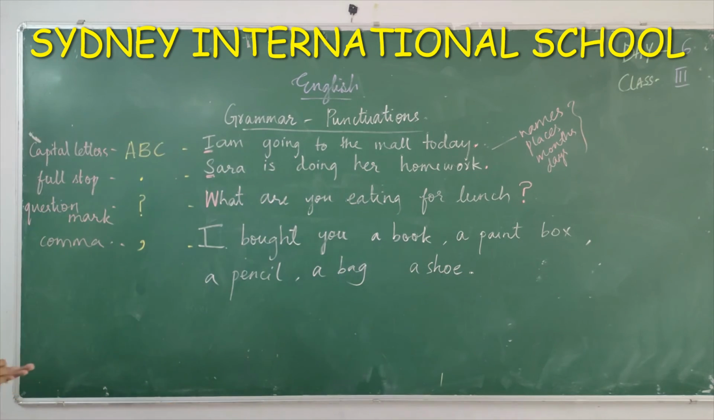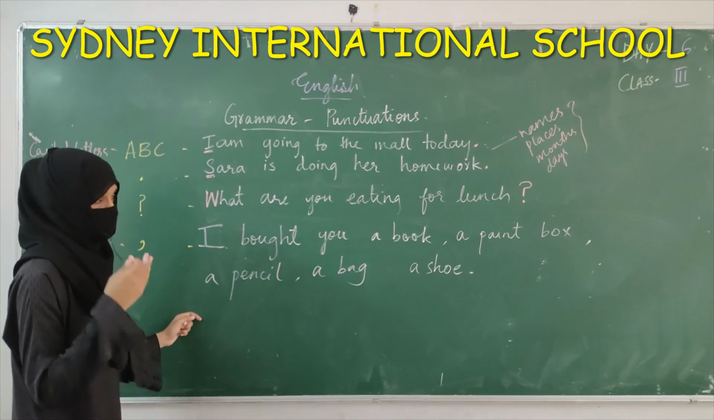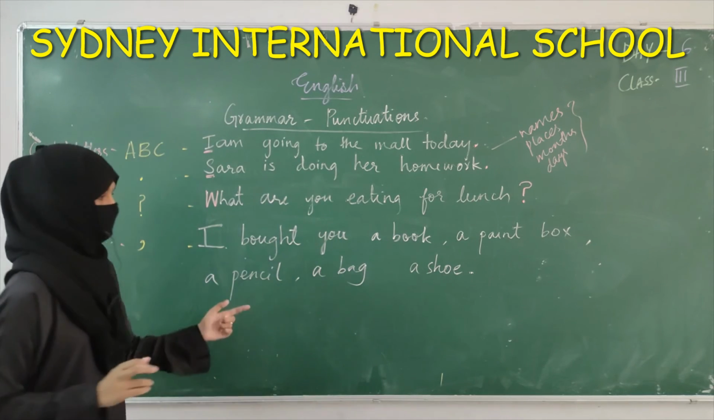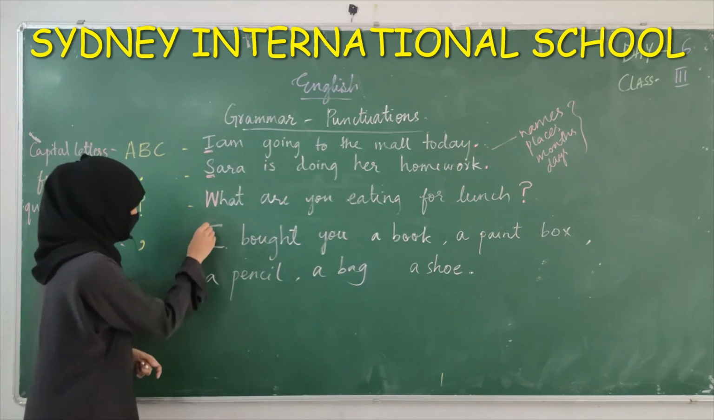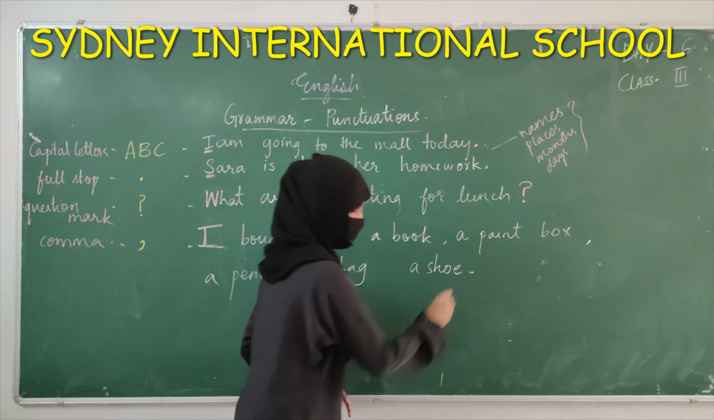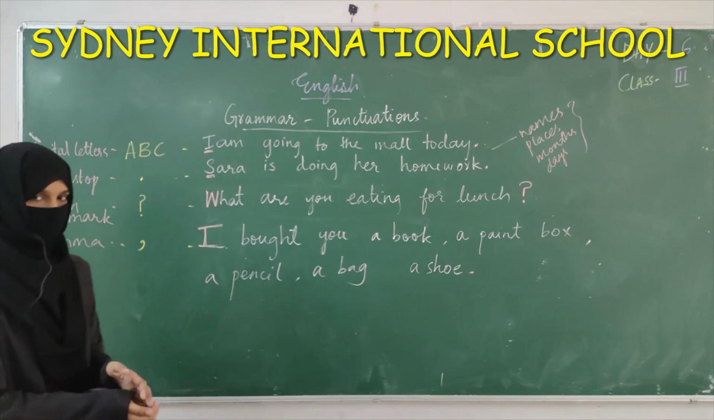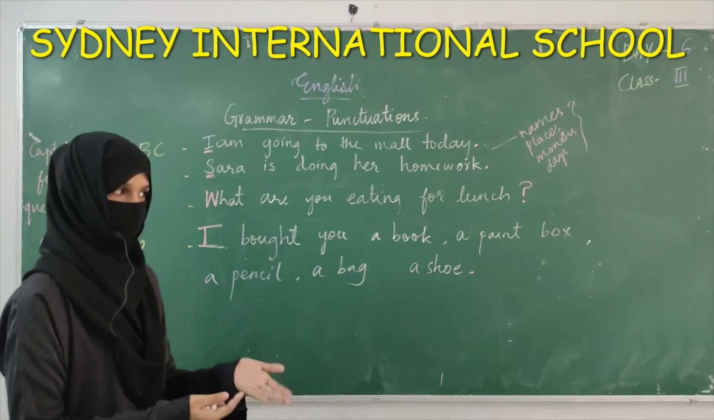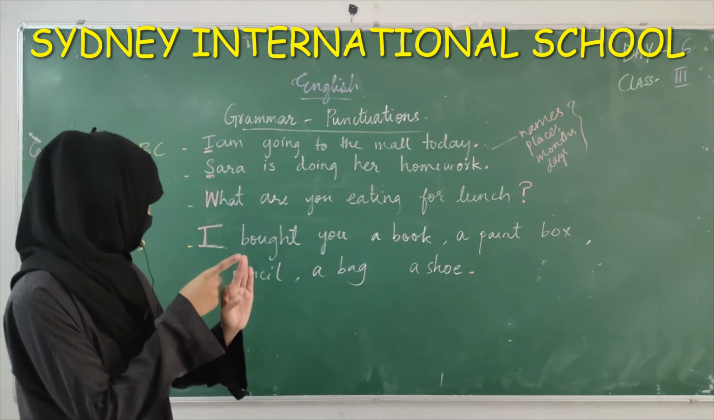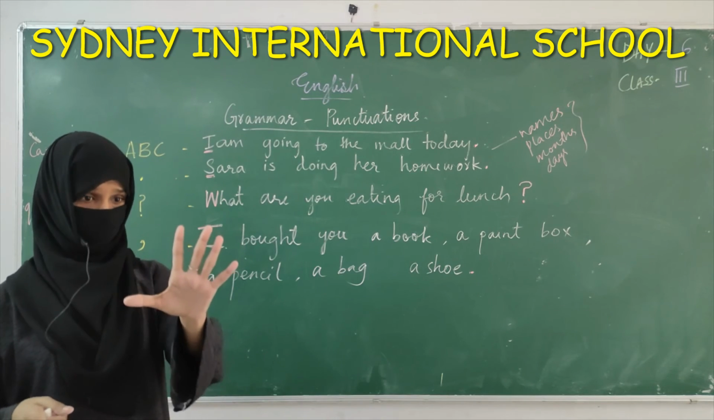Now, this is also a sentence. This is not a question, this is a sentence, we are speaking normally. I bought you a book, a paint box, a pencil, a bag, and a shoe. So this sentence is starting with a capital letter and ending with a full stop. Okay? Now, in this sentence, I am telling that I have bought a list of things. What are those things? I bought a book, a paint box, a pencil, a bag, and a shoe. I bought 5 things for you.